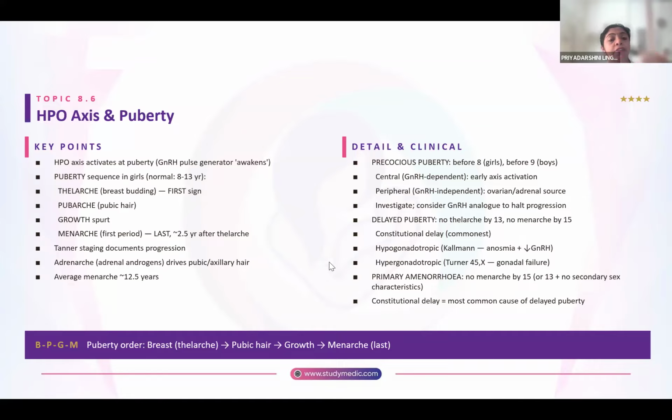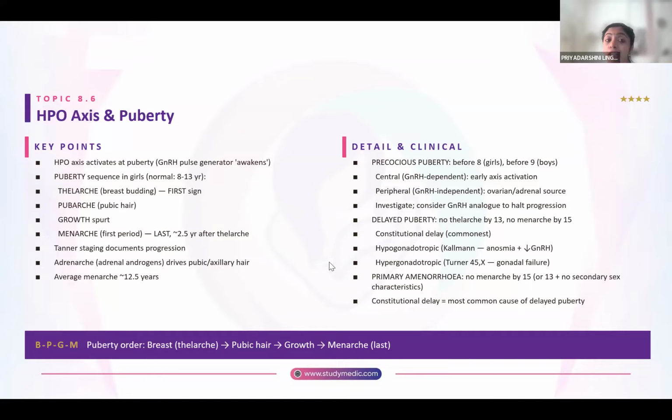After this, another important disorder of puberty is your primary amenorrhea. Now, what do you mean by primary amenorrhea? A girl has not got menarche by age of 15, or she is 13 years but she has not developed secondary sexual characters. Then you label her as primary amenorrhea. Again, the most common cause here is going to be a delayed puberty.